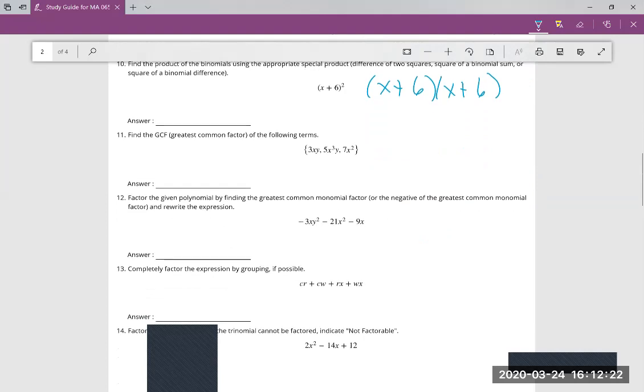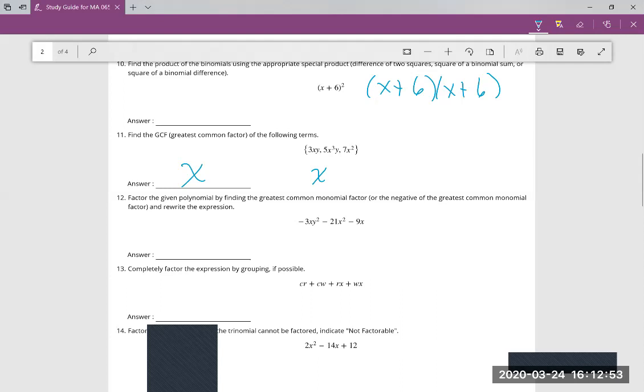Remember when we looked at this, if you examine the 3, the 5, and the 7, there's no common factor between the 3, 5, and 7, other than 1, and we don't write that. We have x, x cubed, and x squared, so each term has an x. So we take the smallest x, if you will, so x to the 1 power. And then a y, there's a y in the first term, a y in the second term, but not a y in the third term. So really, our greatest common factor here is x.